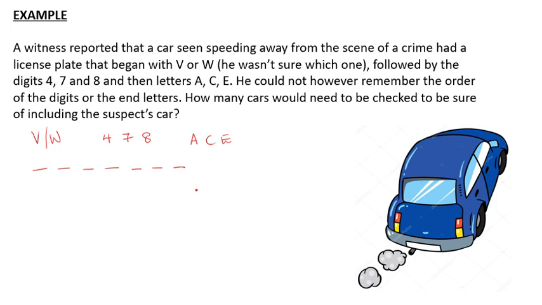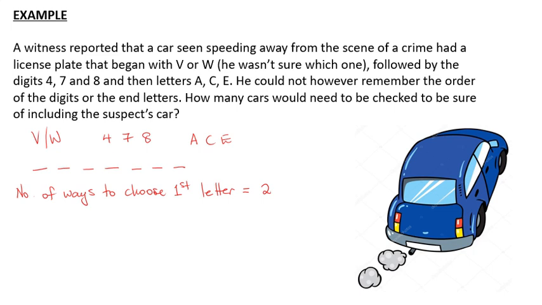So for the first slot, I'm going to say number of ways to choose first letter would be 2. We have 2 choices for that first slot. The person knew they saw a V or a W. They weren't sure which one. So we have 2 choices that we'll have to check. Those license plates starting with V's and those starting with W's.